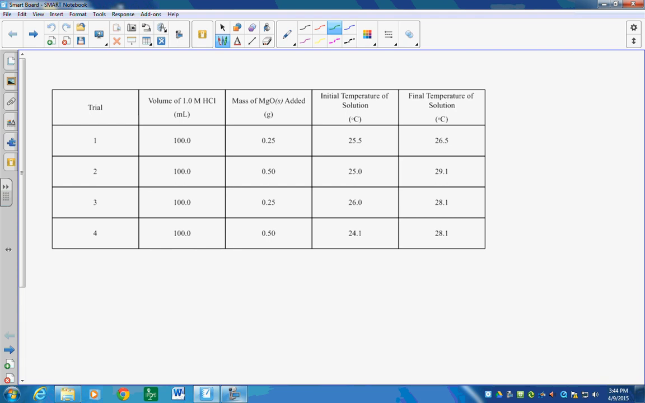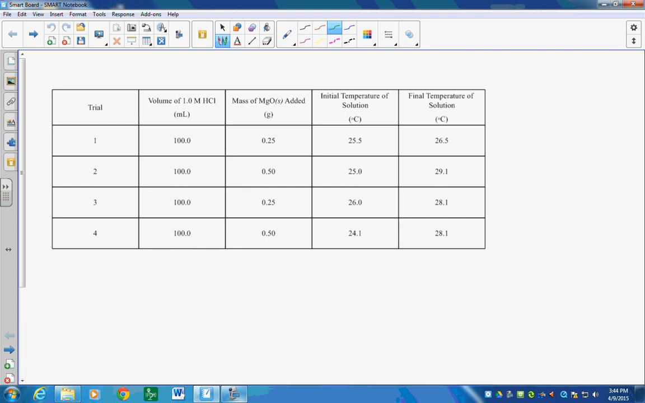A student was assigned the task of determining the enthalpy change for a reaction between solid MgO and aqueous HCl as represented by the net ionic equation below. The student uses a polystyrene cup calorimeter and performs 4 trials. Data for each trial are shown below. First question: which is the limiting reactant in all 4 trials, HCl or MgO?